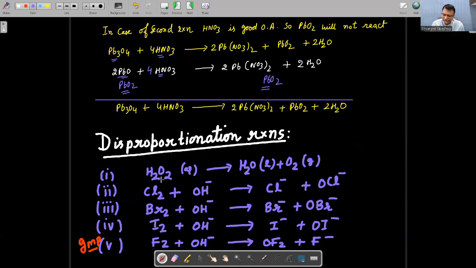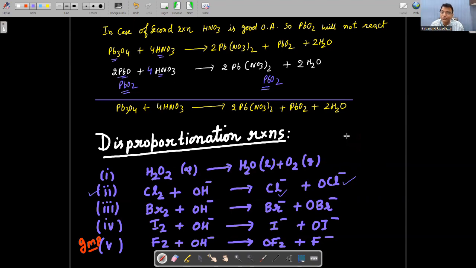Like you know that H2O2 will convert into H2O and O2. This is a very common reaction, right? Similarly, in basic medium, this is also a very important reaction: chlorine will disproportionate to form chloride ion and hypochlorite ion. Chloride ion and hypochlorite ion, hypochlorite, OCl-.